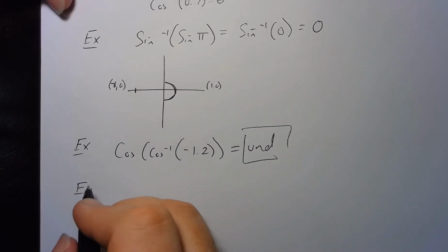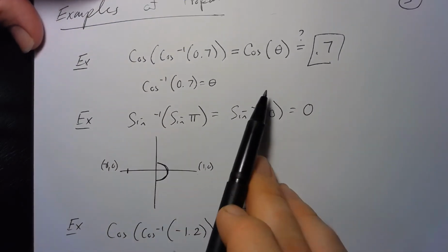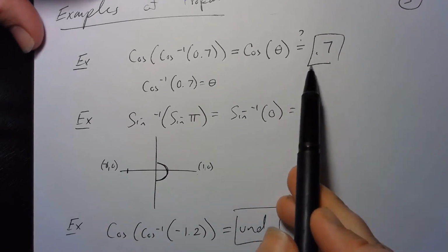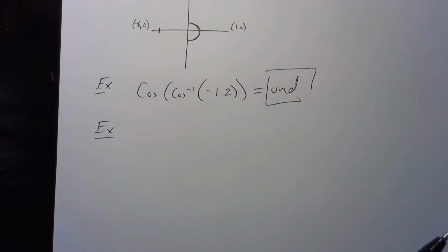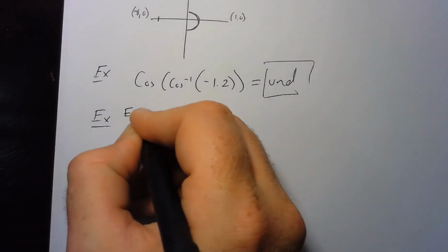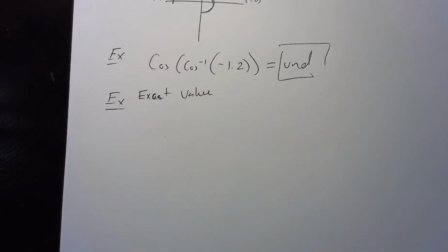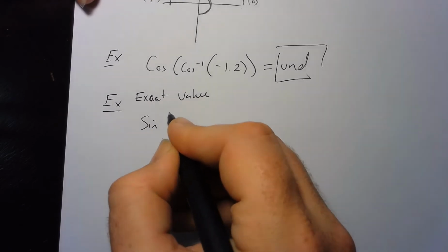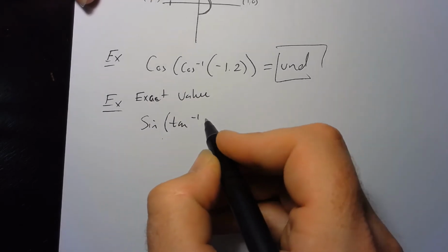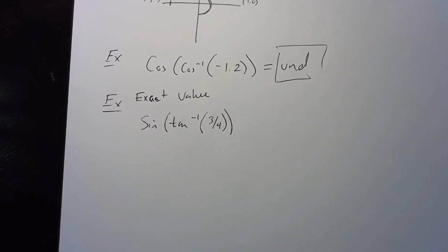Another example we might look at, and this is an exact value setup. This right here is an exact value setup, but this we might be able to use a calculator for, simply because we don't know what those values are. This next one will specifically say find me an exact value, and the reason it will do that is because it doesn't comfortably use the setup of the previous properties. So I'm going to have sine of tangent inverse of 3/4. Let's take a minute to talk about what this is going to be.